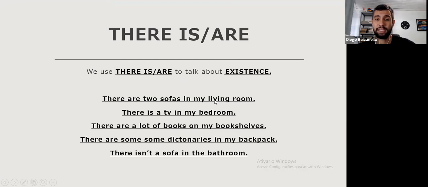Okay, let's see the first sentence. There are two sofas in my living room. So the existence of two sofas in my living room. Next, there is a TV in my bedroom. There are a lot of books on my bookshelves. There are some dictionaries in my backpack. There isn't a sofa in the bathroom. So here you see affirmative and negative sentences. Let's move on.